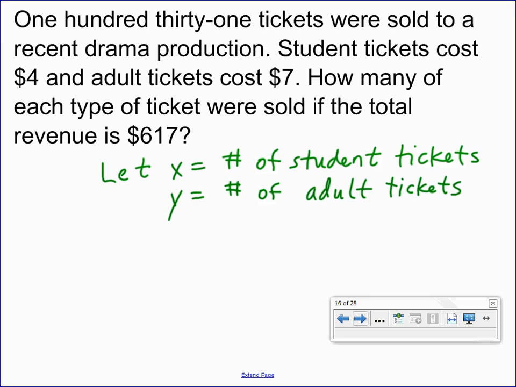We can then write a system using the given information. I know that 131 tickets were sold to a recent drama production. I don't know how many student tickets were sold, and I don't know how many adult tickets were sold, but I do know that together, student tickets plus adult tickets equals 131.